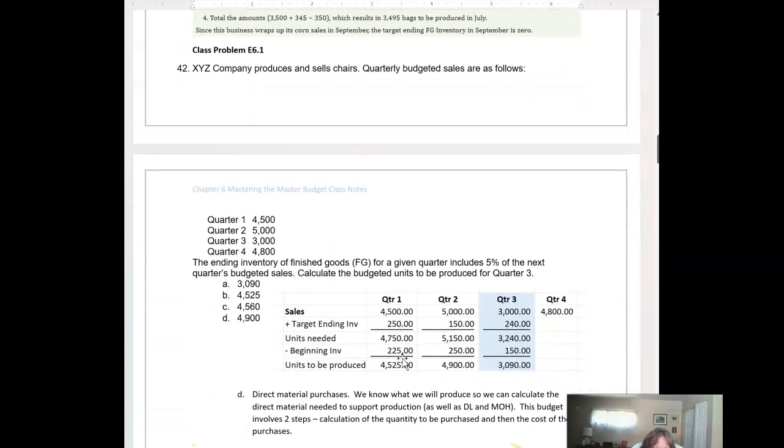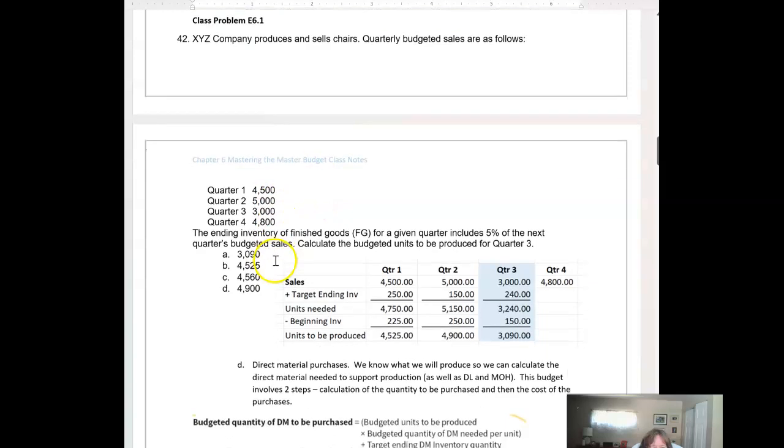And here's another one. This XYZ company produces and sells chairs. Quarterly budgeted sales are as follows. Here are budgeted sales. Ending inventory of finished goods for a given quarter includes 5% of the next quarter's budgeted sales. So what we're doing is planning on keeping on hand 5% of the next period. The question is, how many units do we have to produce for quarter 3?